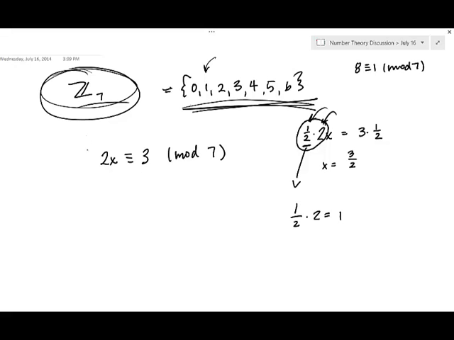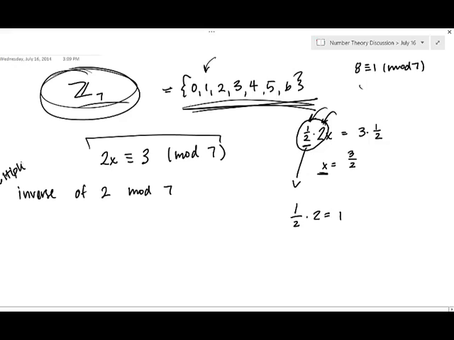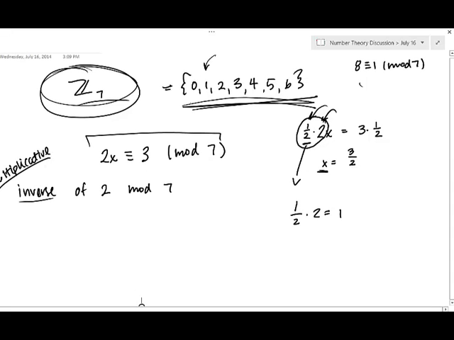That will allow us to end up with just x on the left-hand side, because 8 is congruent to 1 mod 7, so I can substitute in that congruence. So let's look at how to find the inverse of 2 mod 7, the multiplicative inverse. The additive inverse is not as exciting.